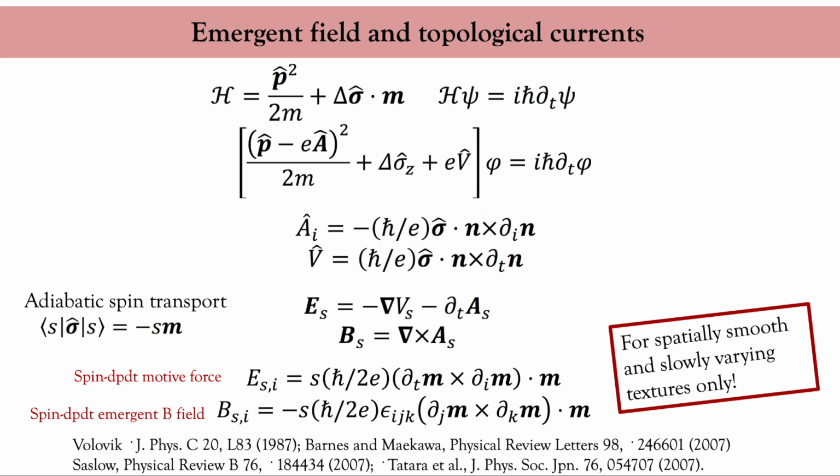This method is really powerful because we get an explicit form. You see that a magnetic texture that varies both in time and space produces a spin-dependent electromotive force, whereas a static magnetic texture that varies along two spatial directions can create an emergent spin-dependent magnetic field. Let's see how the conduction spins react to these fields.